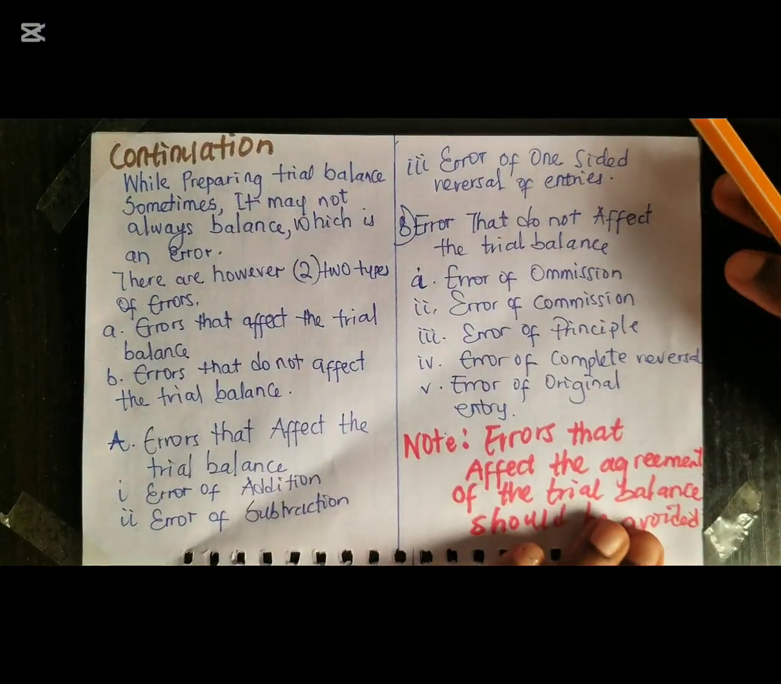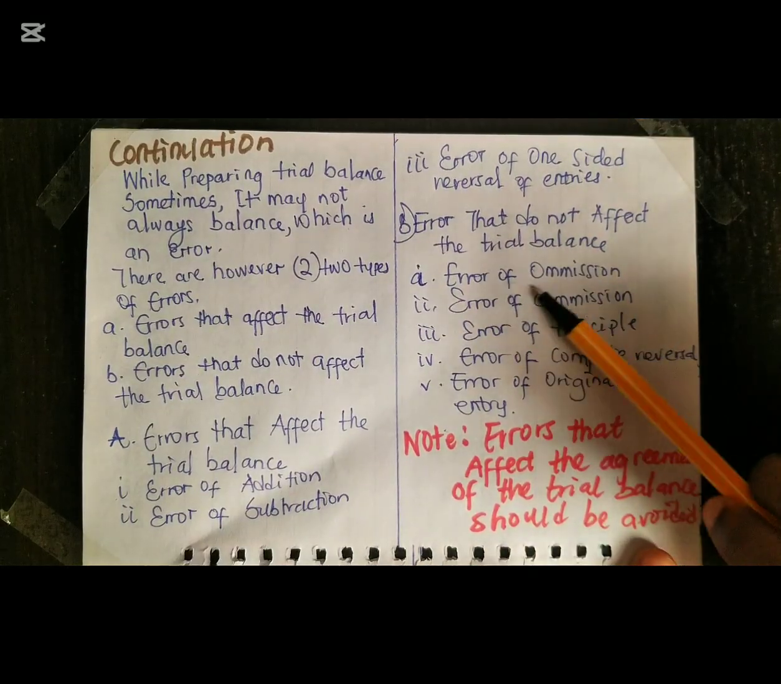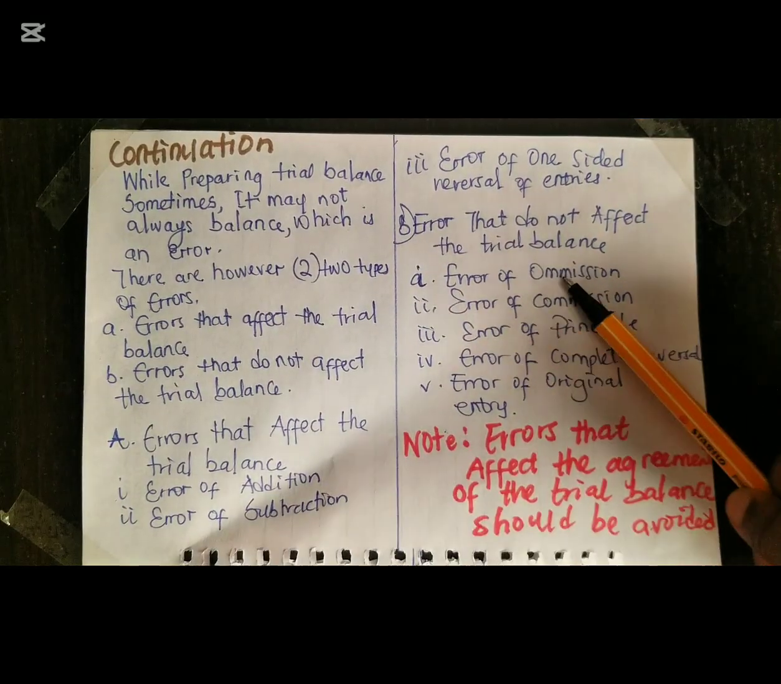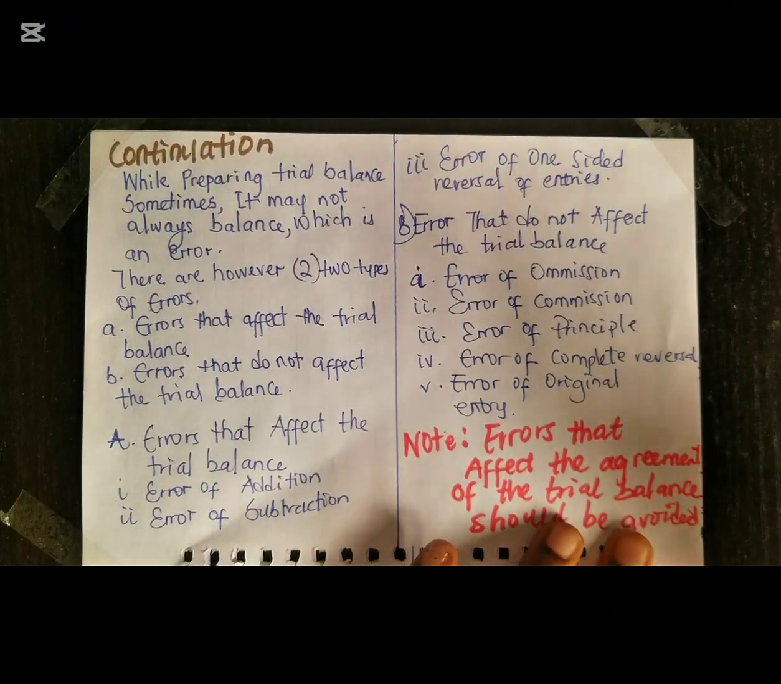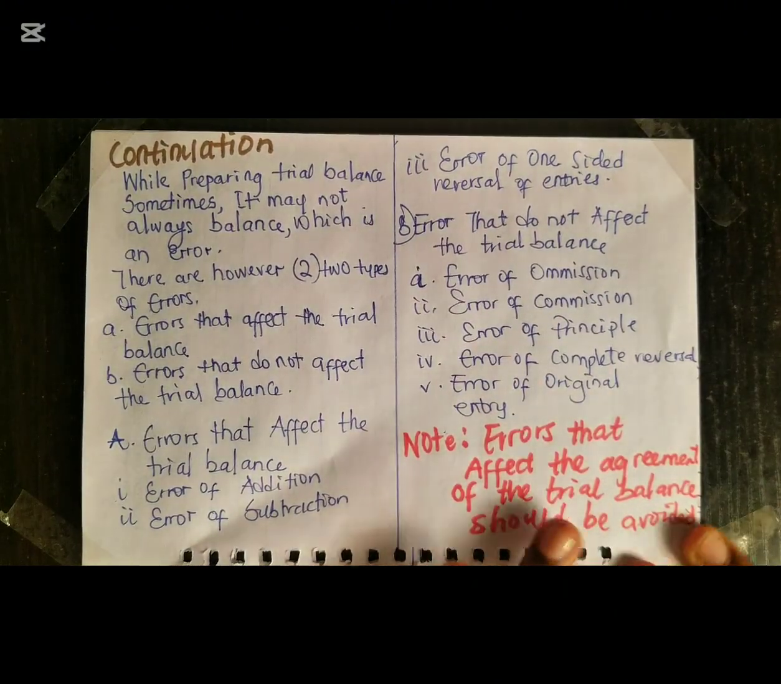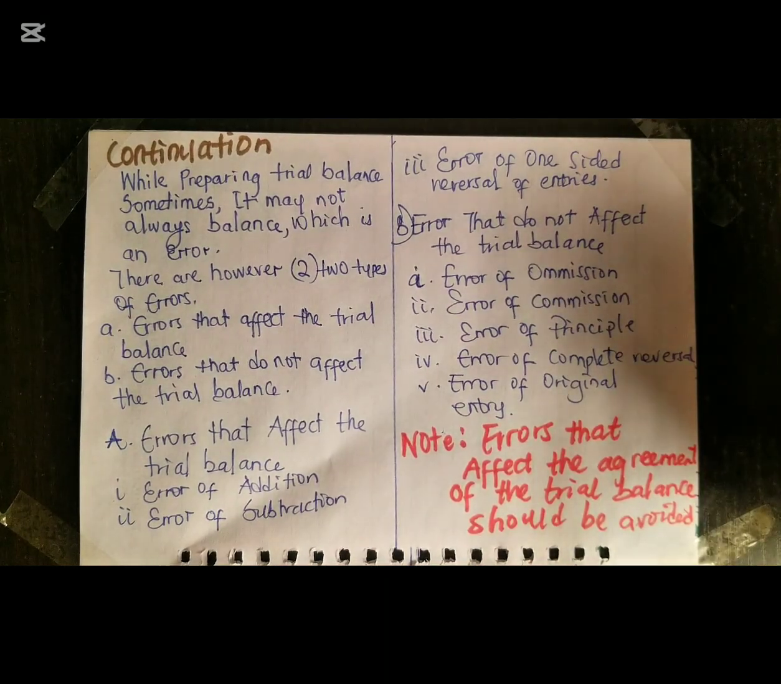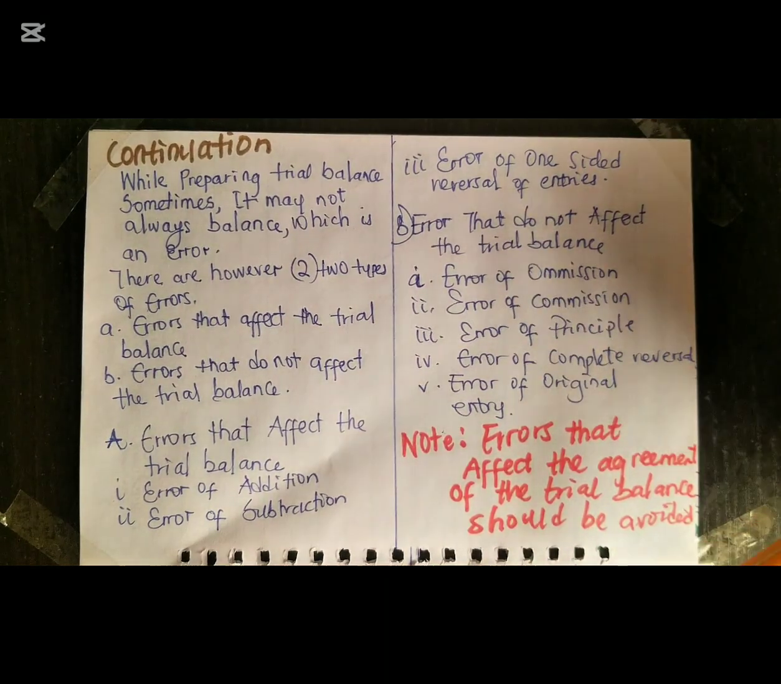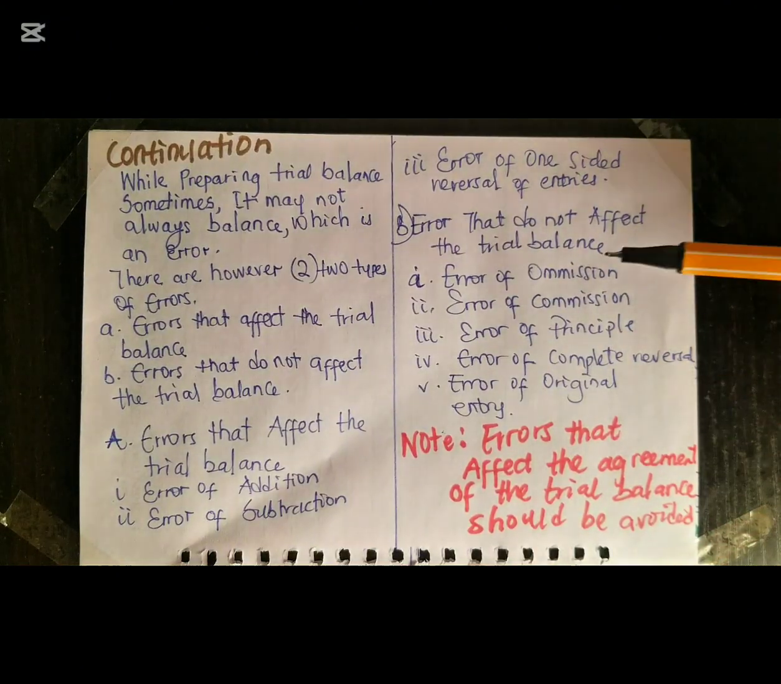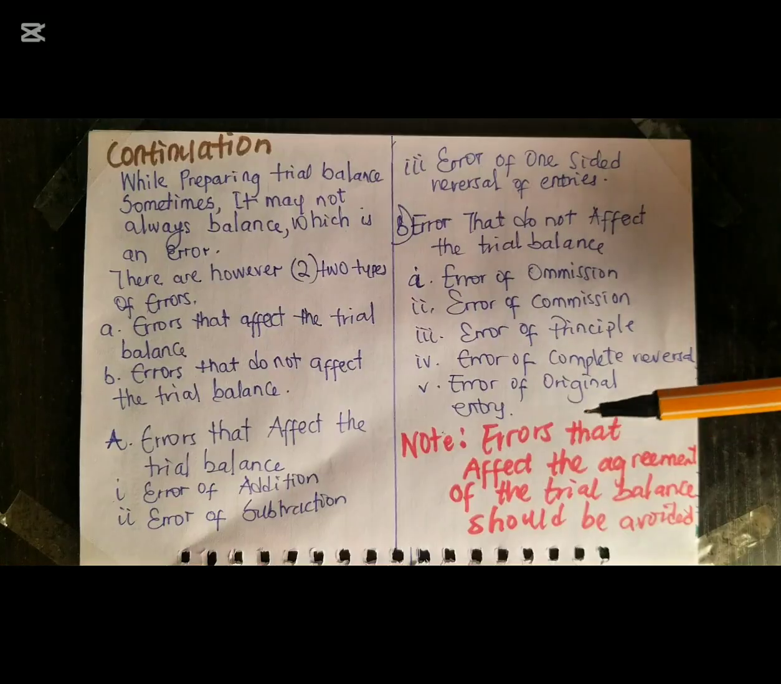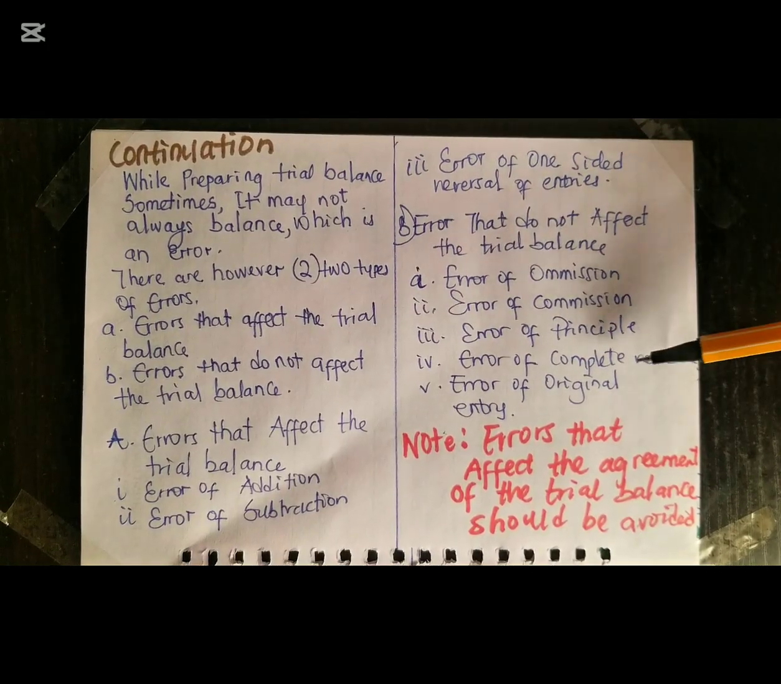So now, for example, B, errors that do not affect the trial balance. We have error of omission. Whenever you hear omission, what comes to your mind? That the thing does not actually take place at all, right? It has been omitted. So if, for example, there's a transaction of sales and cash, and that entire transaction was not recorded, it's not going to make the trial balance be affected. The trial balance will still balance because you did not even do that account at all.